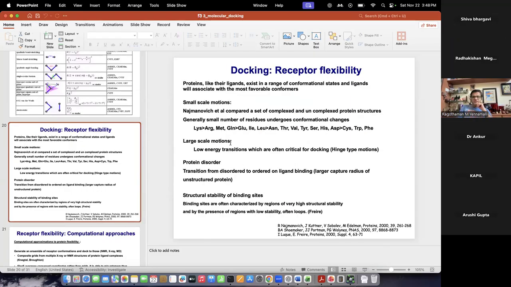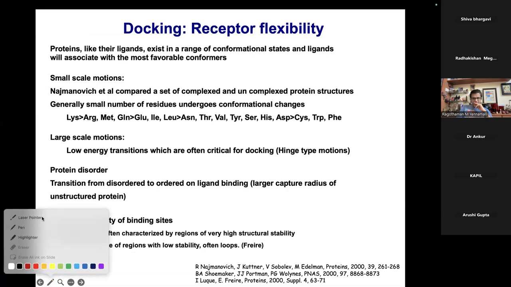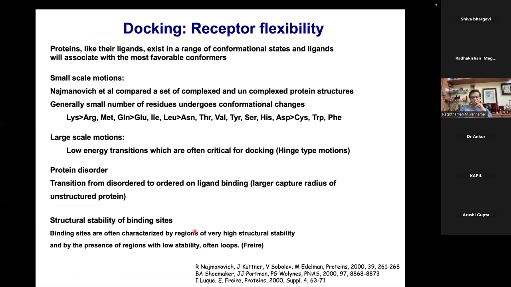Yes, please go ahead. Sir, I just want to check my understanding. So, in proteins, there are some rigid parts that act as a catalytic site. Yes, catalytic sites may be single or multiple. No, a catalytic site is a spatial region.